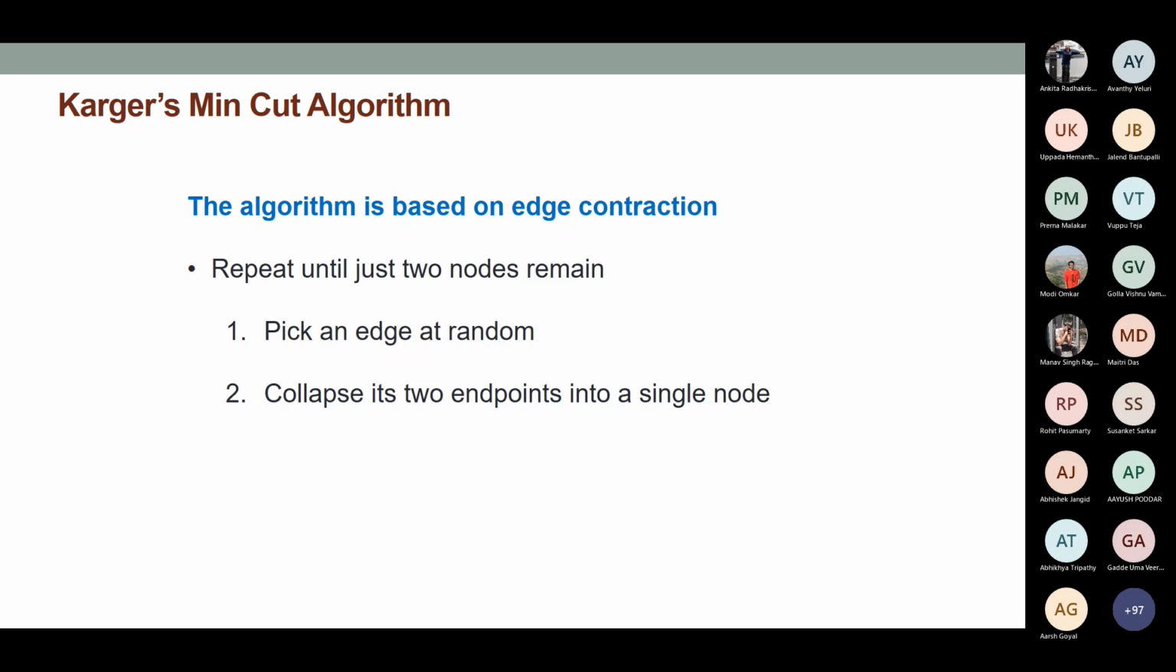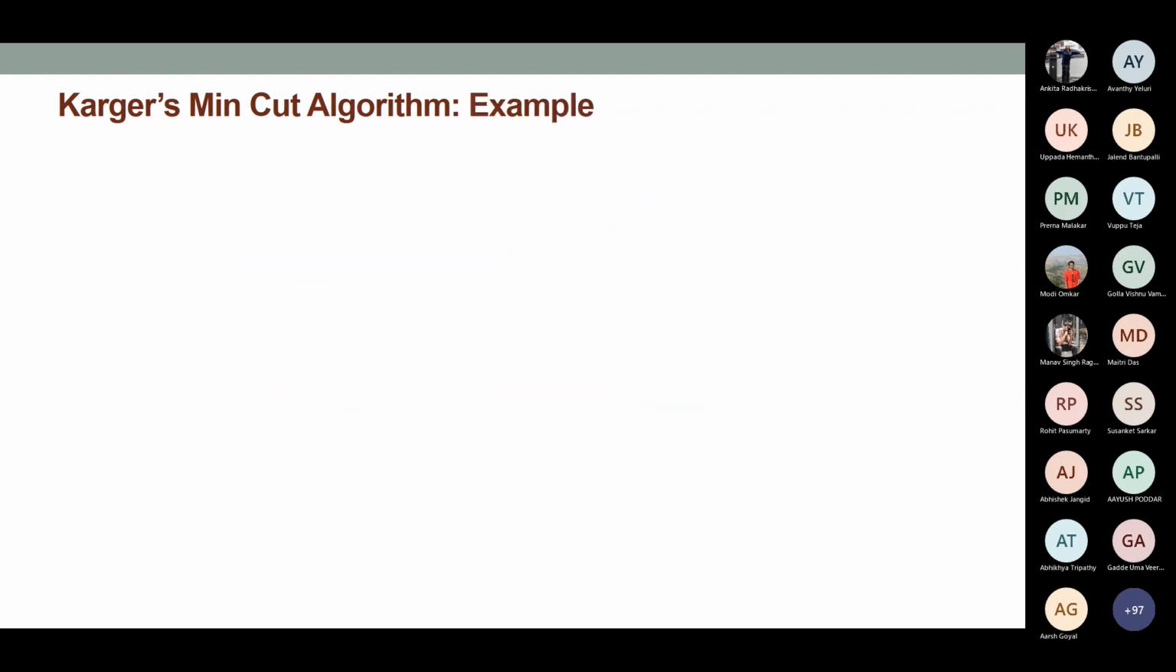So what you do is pick an edge at random, and then collapse its two endpoints, because you have chosen one edge, so there will be two endpoints of this edge. Collapse its two endpoints into a single node, and you simply proceed in this way again and again. It seems like a very abstract description of the algorithm, but when you see the actual example, things will be very clear. So let us see how it happens.